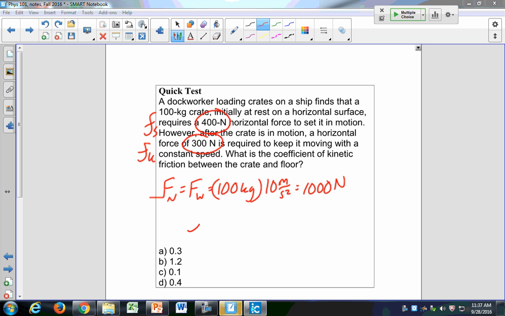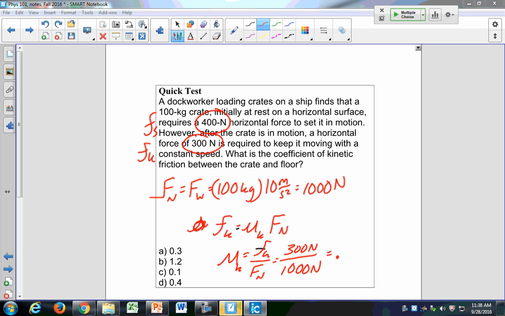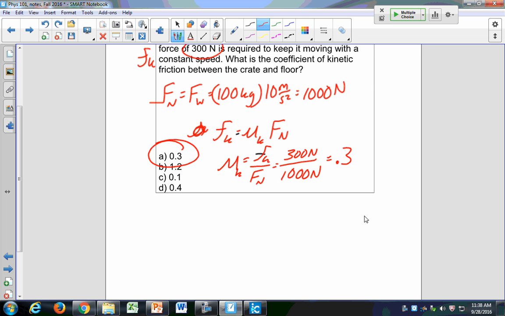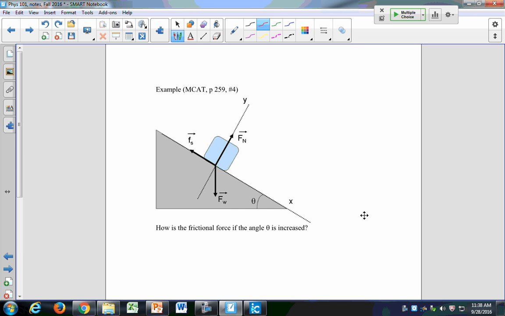And we want to know what mu is, so we say Fk equals mu k times the normal force. And so mu is equal to Fk over Fn. That's 300 over 1,000, which is 0.3. So A is the right answer there.